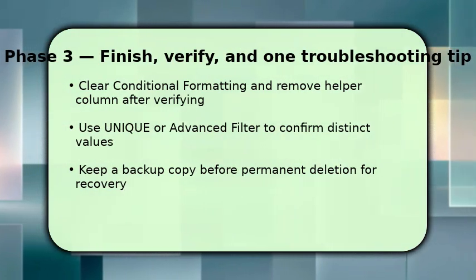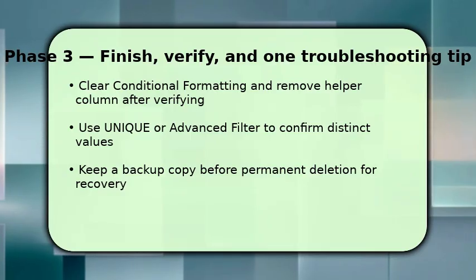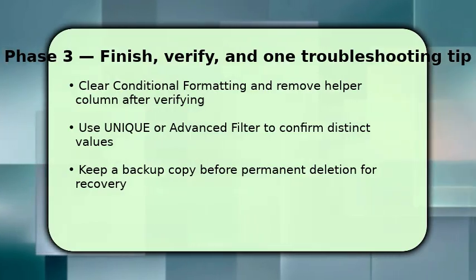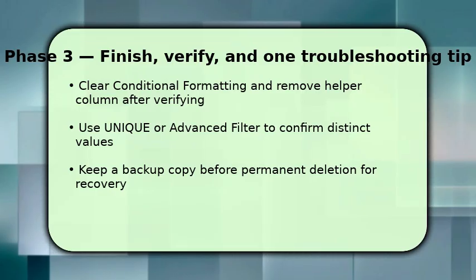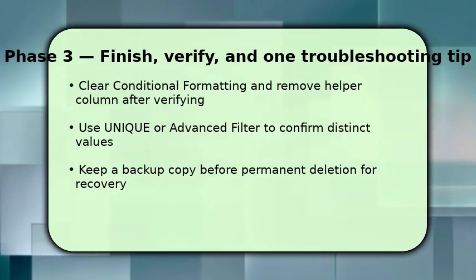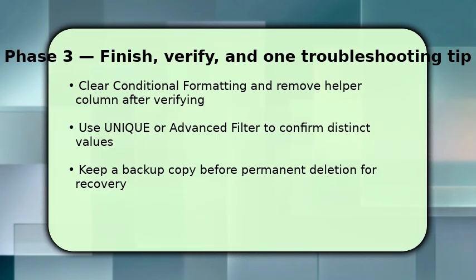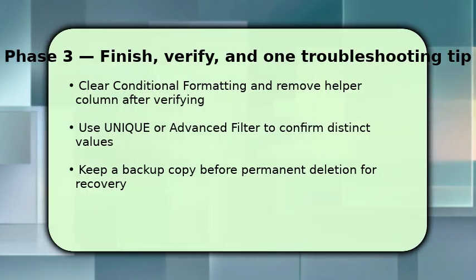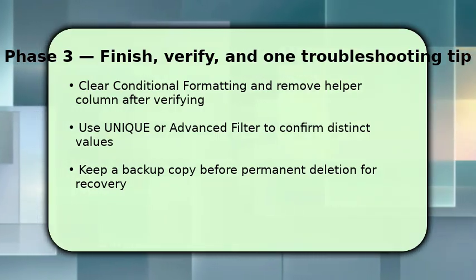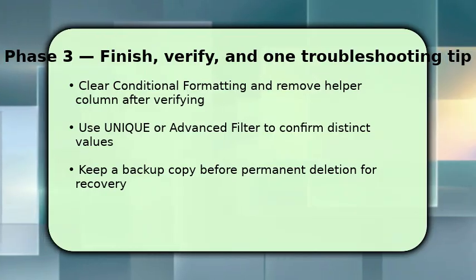Remove conditional formatting and delete any helper column only after spot-checking results. Use unique or advanced filter to show distinct values and compare counts. Once satisfied, save a new file version so you retain a backup. If something goes wrong, restore the backup and repeat with stricter filters.